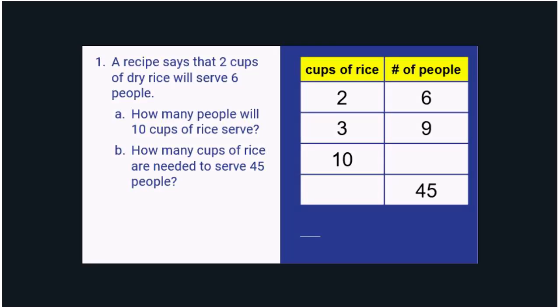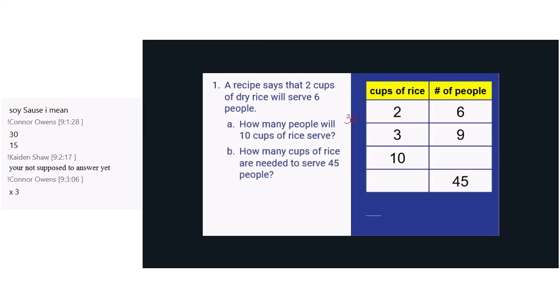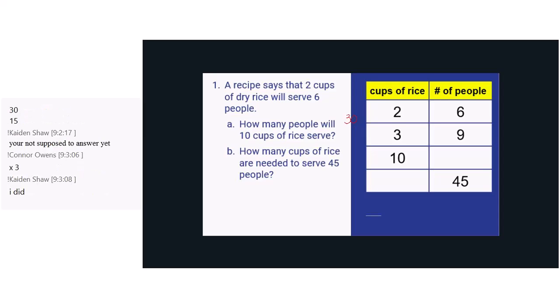We can get this by several methods. Did anybody find a unit rate and figure out how many people 1 cup of rice serves? Yeah, it's going to serve 3 people. So if 2 cups serve 6, we're going to assume that 1 cup then serves 3. You can do division. 6 divided by 2 gives us 3.